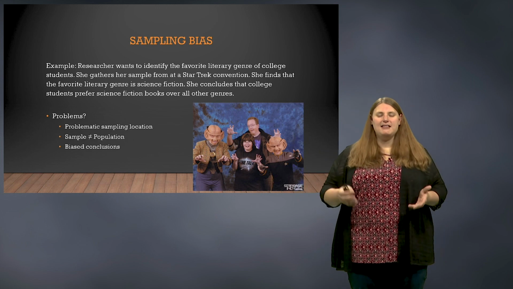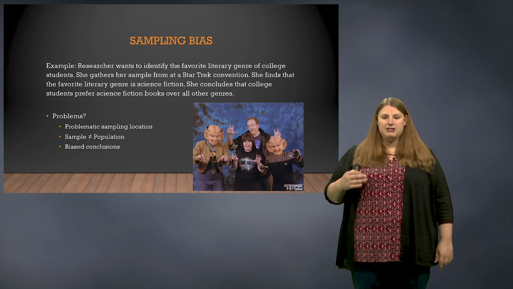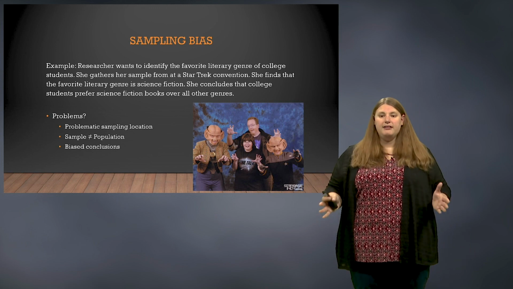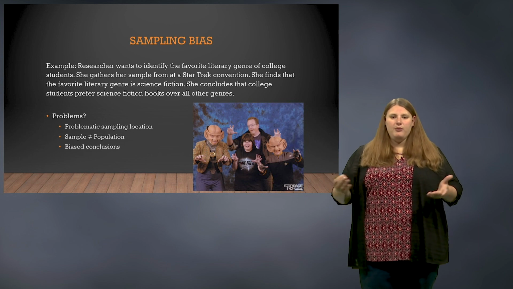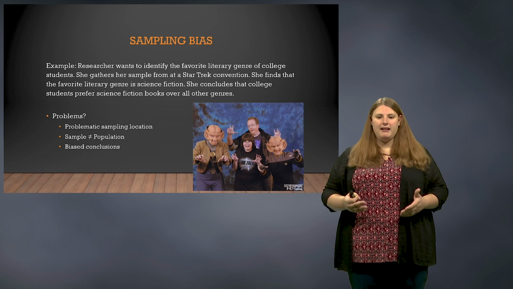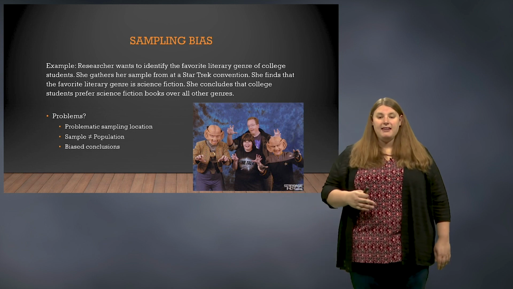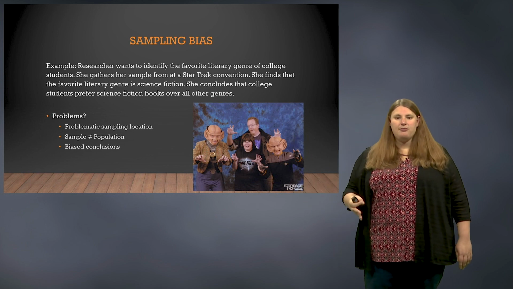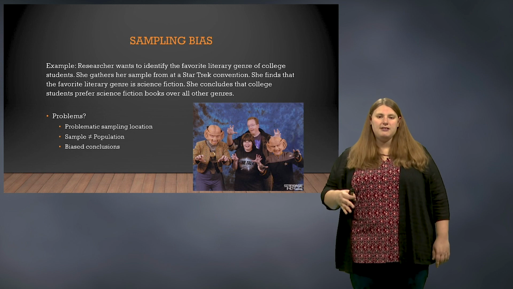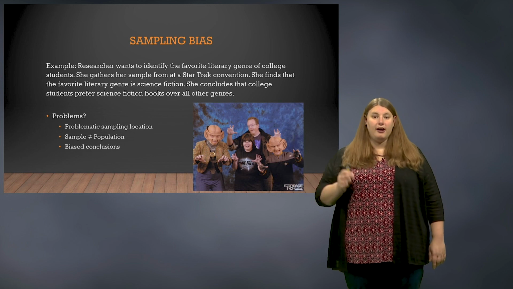It's pretty obvious, the representativeness of my sample. My population that I'm trying to generalize to is all college students, but I'm only gathering people from a Star Trek convention. Well, this means that my sample is heavily biased towards those individuals who would attend a Star Trek convention, meaning that they probably enjoy science fiction novels to begin with. This sample doesn't represent the diverse opinions of college students, and any conclusions I make from this sample about my population are going to be biased.